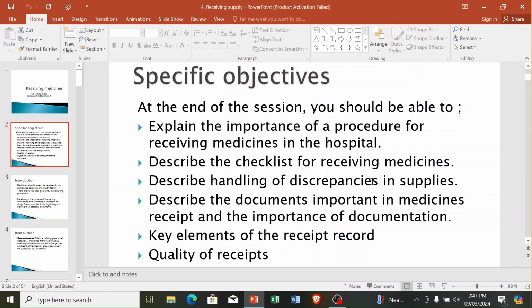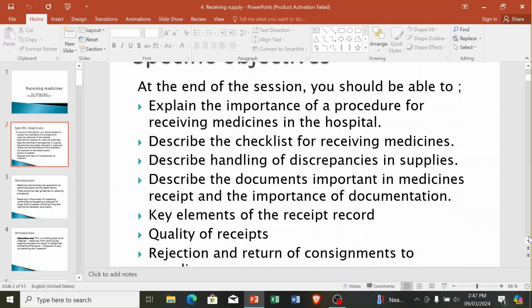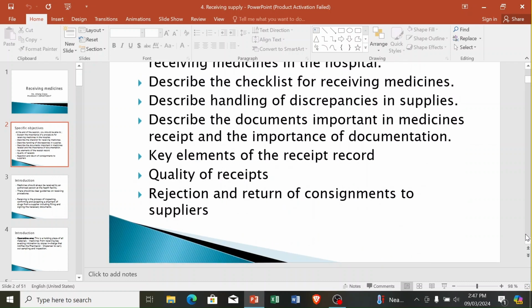Describe the checklist for receiving medicines, describe handling of discrepancies in supplies, and then describe the documents important in medicine receipts and the importance of documentation. We shall look at the key elements of a receipts record and the quality of the receipt. And then we have other things, such as rejection and return of consignment to suppliers.